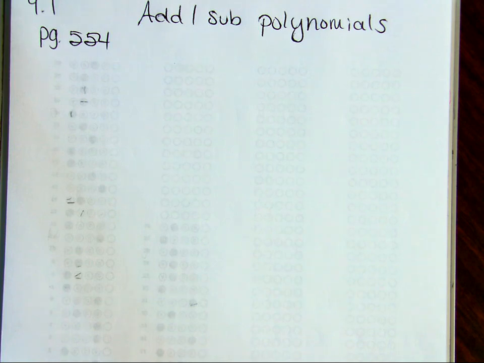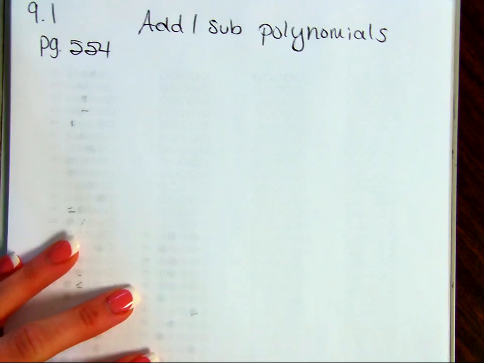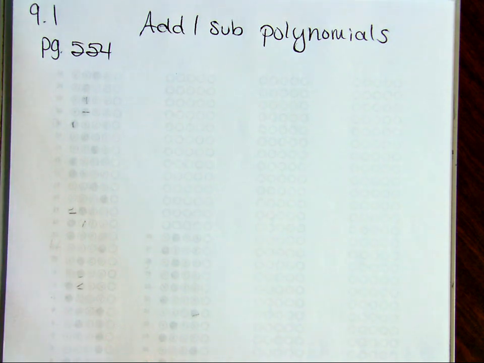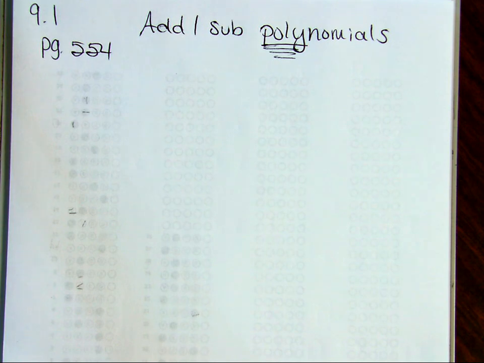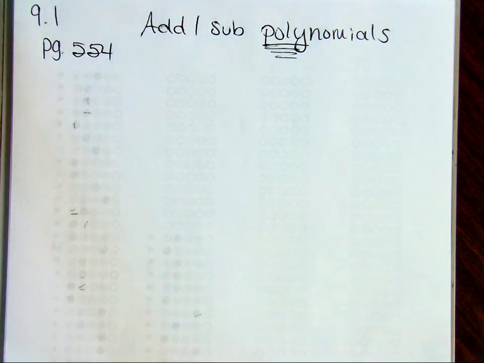Okay, so the first thing we need to talk about is we're entering a new chapter, and polynomial. We need to talk about what that is, okay? The prefix poly, does anybody know what that means? It doesn't give a specific number. It just means many, okay?